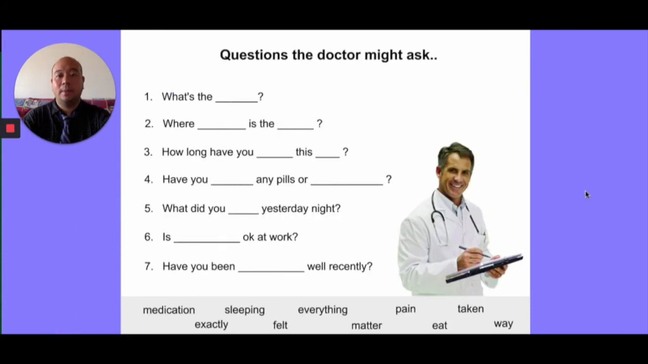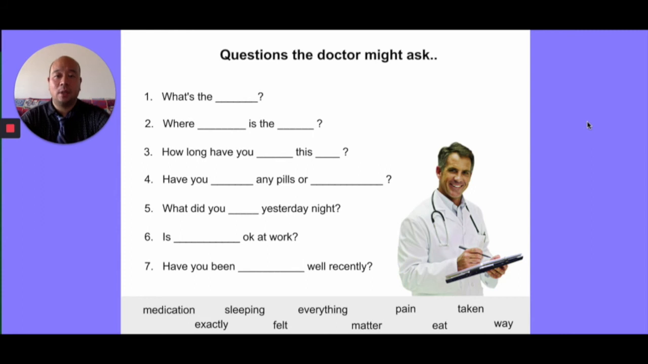Okay, let's have a look at some questions that the doctor might ask you when you go to see the doctor. First of all, why does the doctor ask you so many questions? Okay, so the point is they want to diagnose clearly exactly what the root cause of your problem is, because sometimes different problems might have similar symptoms, right? So it's very important for the doctor to know exactly what the problem is so that they can give you the right advice and right treatment.